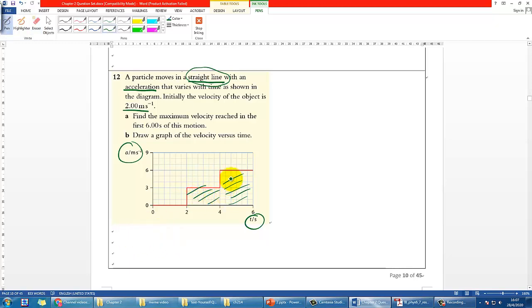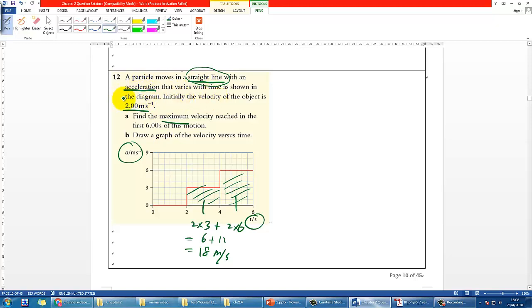In that case, since all these are positive areas, as in above the x-axis, while below the x-axis would be negative area. Mathematically, of course, in daily life you can't have negative area. So all these should be counted, and by 6 seconds you should have the maximum velocity. Calculating the area, this is 2 times 3, and this is 2 times 6. So 6 plus 12 makes 18 meters per second.